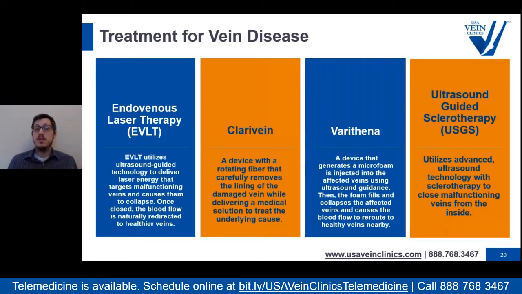Number one is the laser, EVLT or endovenous laser therapy. This is the best, safest, most well-studied way to close down a vein. A laser is a laser on a string. It's a fiber that's inserted through a needle hole inside the vein. And after some local anesthesia is given, the laser closes the vein through heat. It literally burns the vein closed.